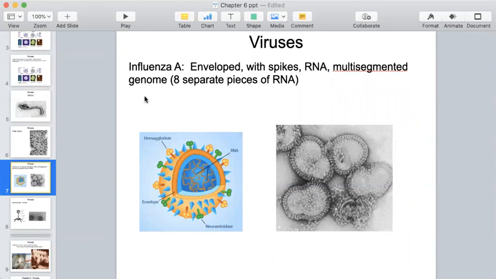Here's another one, influenza. This is the virus that causes the common flu. All right, this is an enveloped virus that has these glycoprotein spikes on the outside.